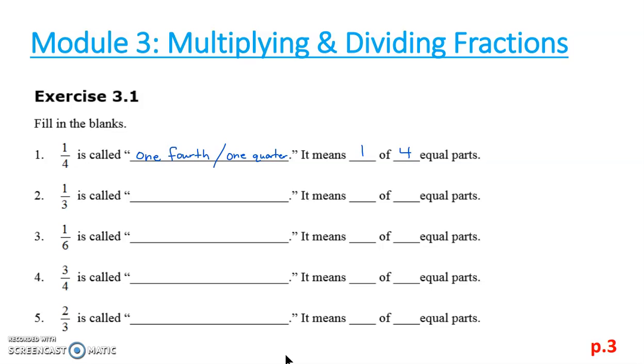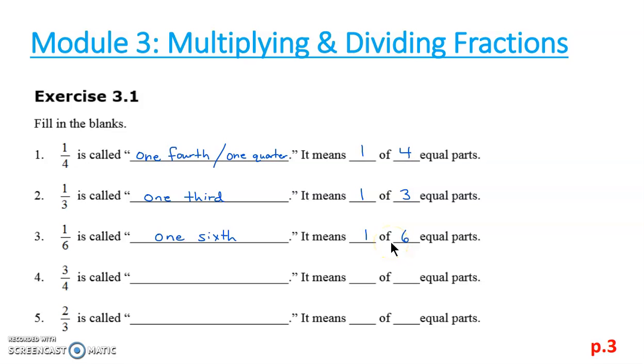Number 2, we have 1 over 3, which is called 1/3. Notice that I'm using ordinal numbers for the denominator. Ordinal numbers mean the kind of numbers we say when we show places, so first place, second place, third place, and so on. It means 1 of 3 equal parts, 1/3. Number 3, we have 1 over 6, so this is called 1/6. Using TH, it means 1 of 6 equal parts.